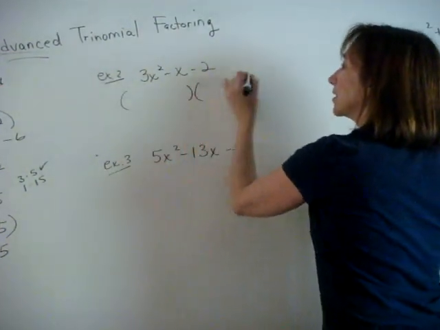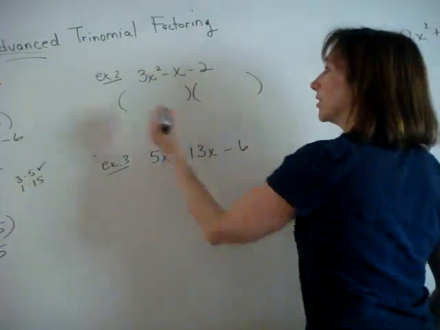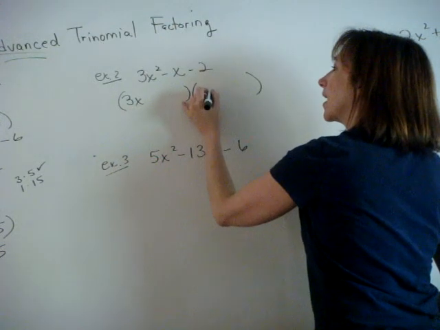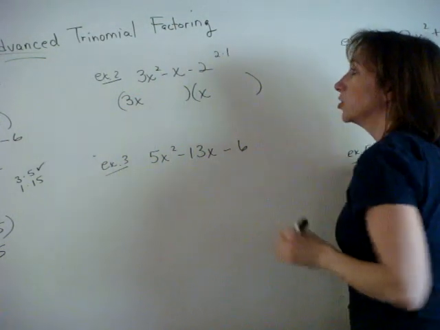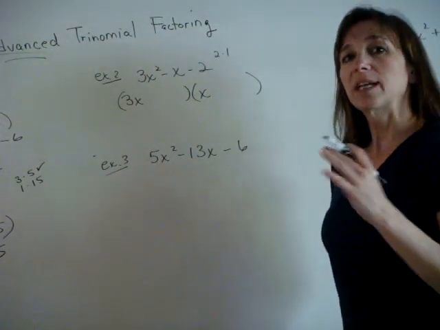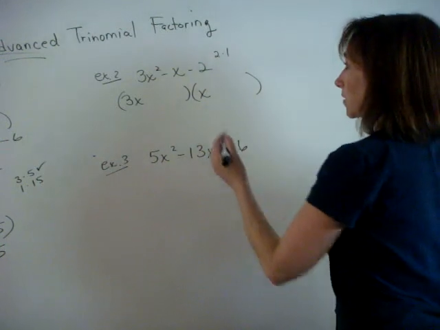We make two sets of parentheses. What times what gives me 3x squared? Well, only one answer: 3x times x. What are the factors of 2? Well, there's only one answer for that one, 2 and 1. Let me just randomly put them in place. I might get this wrong, and it might be wrong on purpose.